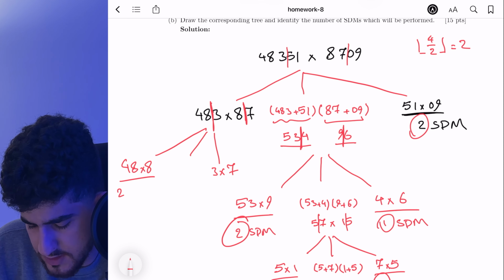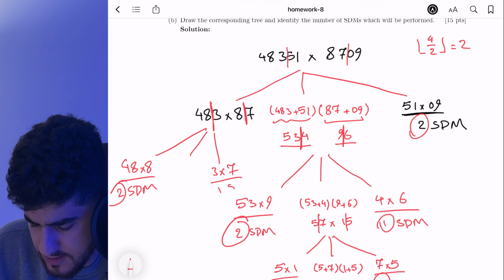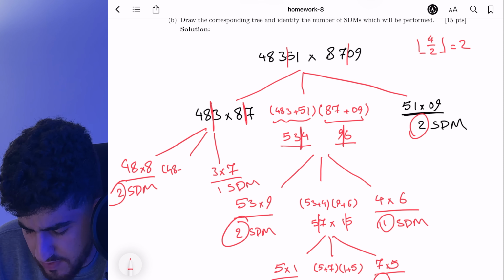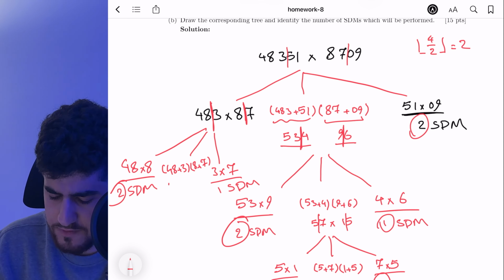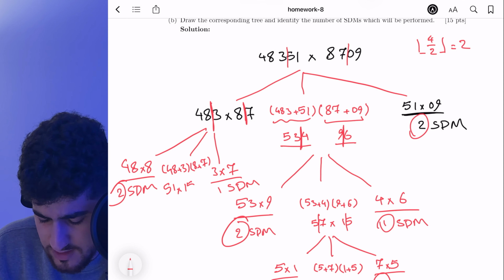Well, this is obviously 2 STMs. This is 1 STM. And in the middle we have 48 plus 3 times 8 plus 7, which is going to be 51 times 15.